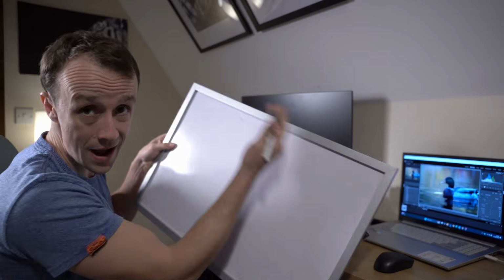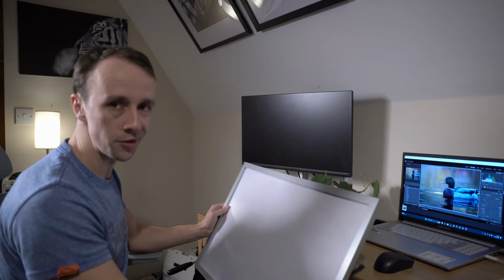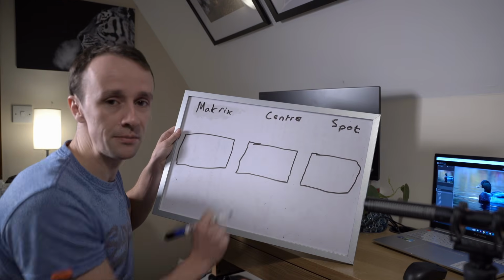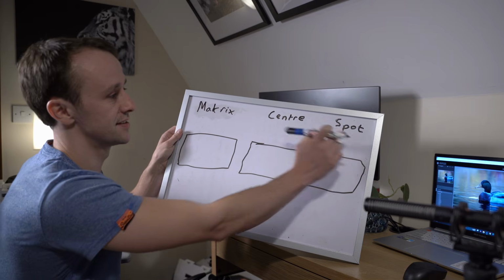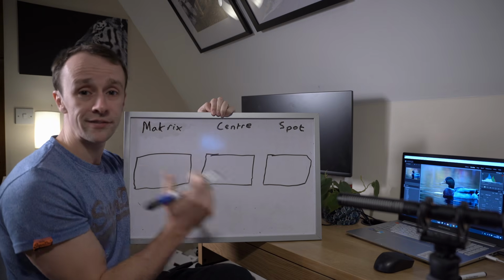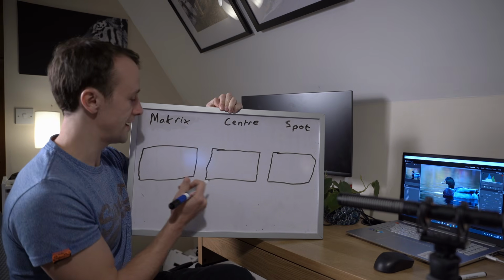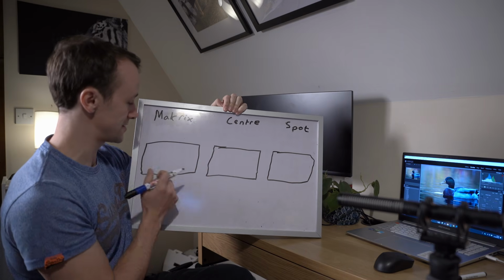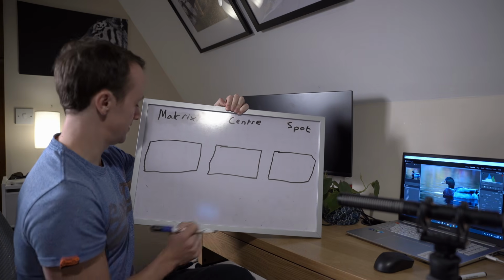Look at that. Wow. TV magic board. Ta-da! There we go. So 3 different types of metering mode: matrix, center, and spot. Now, each one of these different metering modes is going to be looking at a different amount of our frame. These are our 3 beautiful frames right here. Photos of white pages of nothingness.